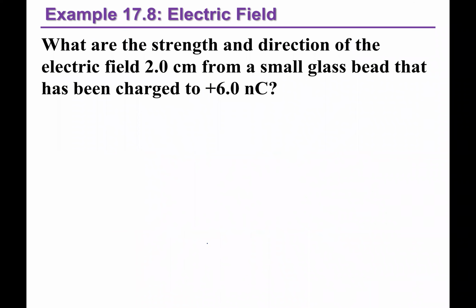All right, so now we're ready to solve some problems. What are the strength and the direction of the electric field 2 centimeters from a small glass bead that has been charged to 6 nanocoulomb? So we have a source, a small glass bead, with charge plus 6 nanocoulomb. Then we choose any point. It says 2 centimeters from it, so let's say here's 2 centimeters, point P.